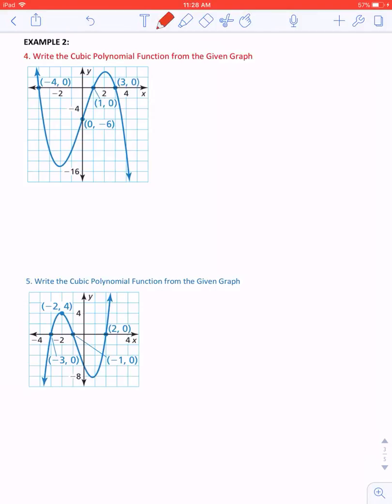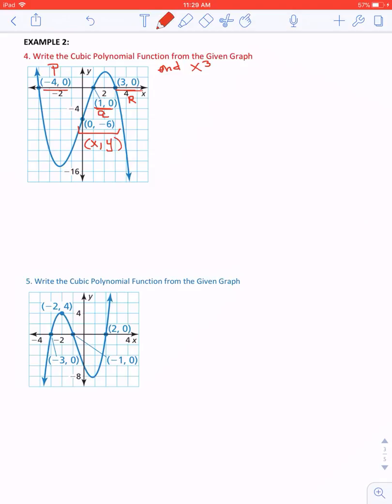So, I have 1, 2, 3 intercepts. All of them go through. So I should end with an x cubed function. All right, I'm going to call those P, Q, and R. This y-intercept here is just an x and a y of my function. So I'm going to use that information.